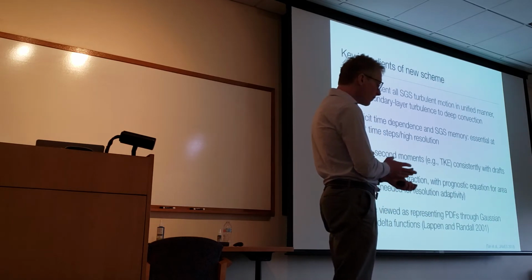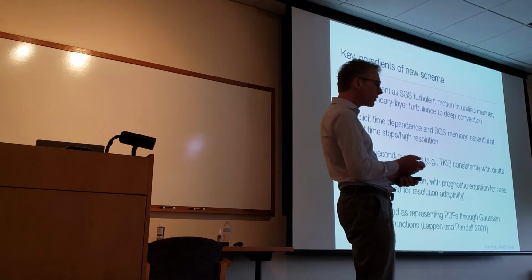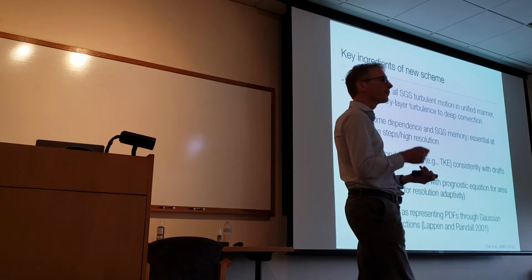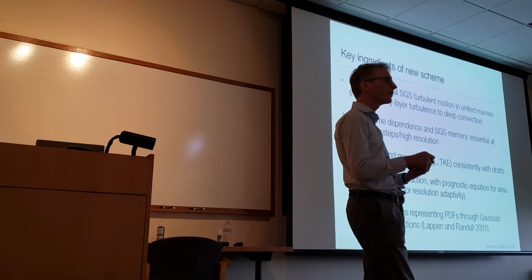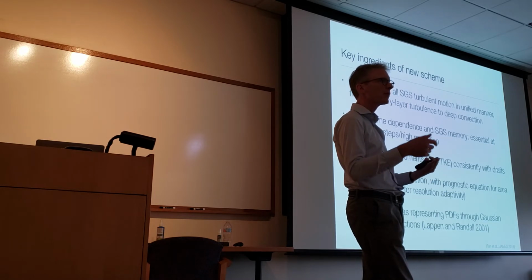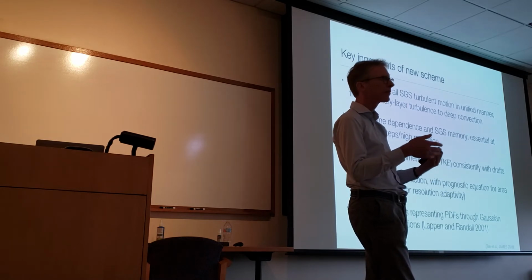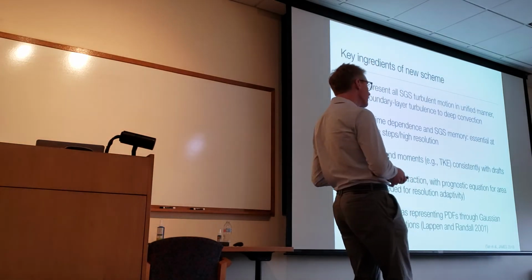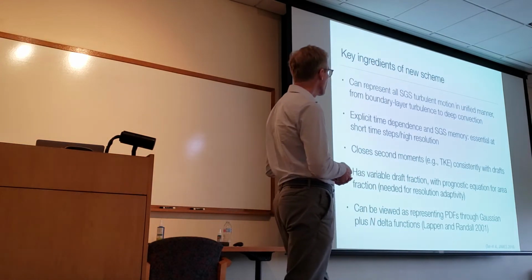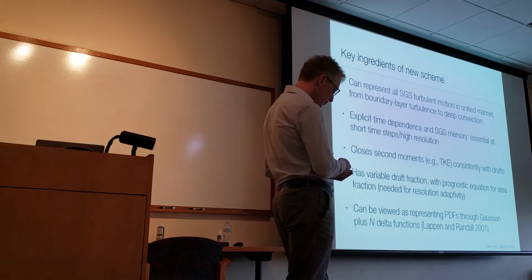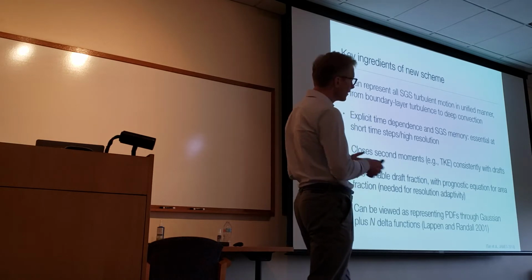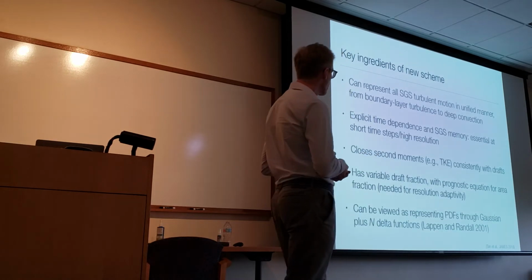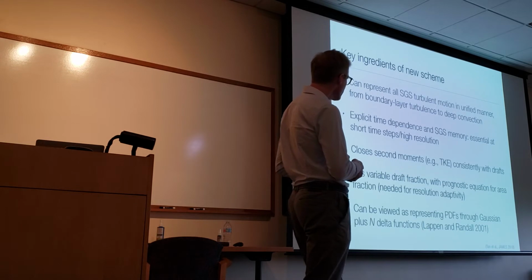So what we wanted to do from the outset is build a scheme that's unified for all subgrid scale motions. So boundary layer turbulence, shallow convection, deep convection, we wanted to represent it all in one scheme so that we have consistent limits in physics and resolution and the like. And the scheme does it, and I'll show you some examples of where we are with it. The explicit time dependence and the memory, I think they're essential at short time steps and high resolution, and it's a feature that makes this computationally more expensive than other schemes.